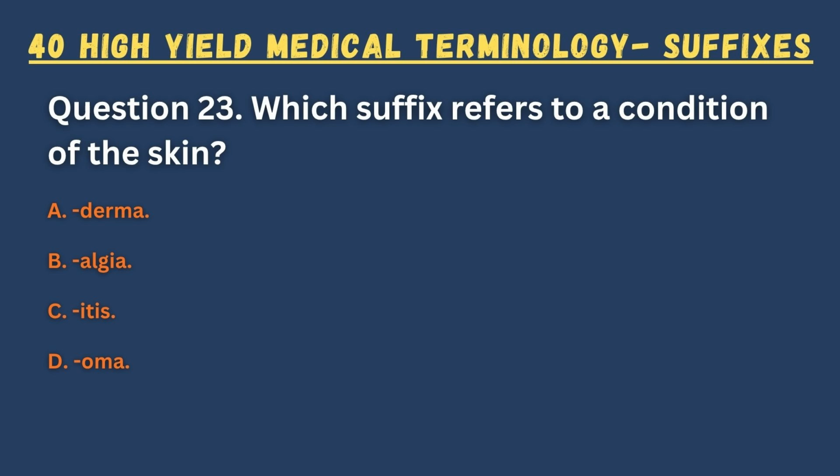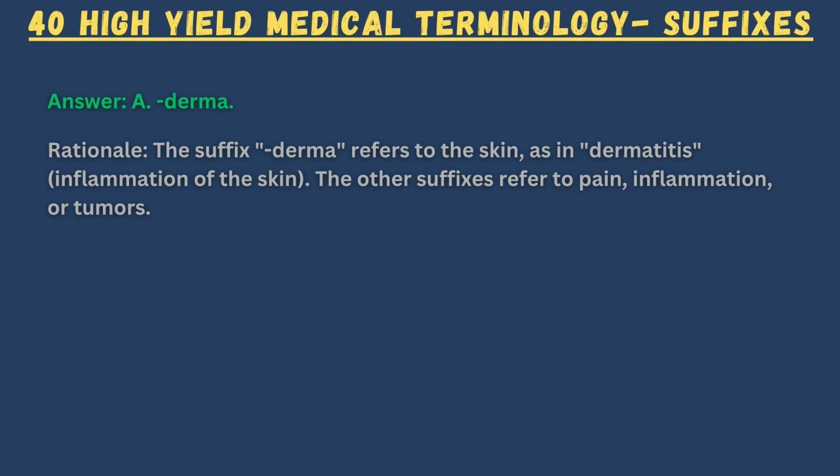Question 23. Which suffix refers to a condition of the skin? A. -derma. B. -algia. C. -itis. D. -oma. Answer: A, -derma. Rationale: the suffix -derma refers to the skin, as in dermatitis, inflammation of the skin. The other suffixes refer to pain, inflammation, or tumors.